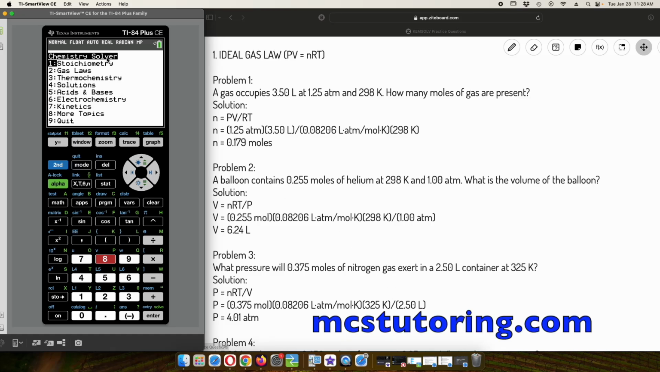We're going to go over the chemistry solver program. It's a TI-84 calculator program designed for an intro chemistry class. And today we're going to go over gas laws.